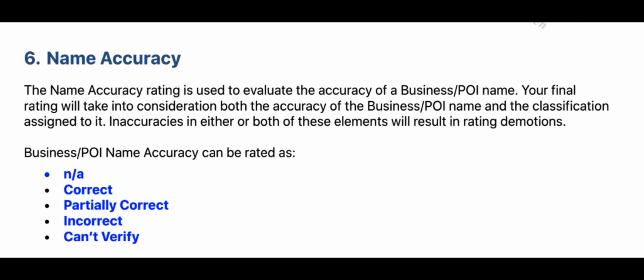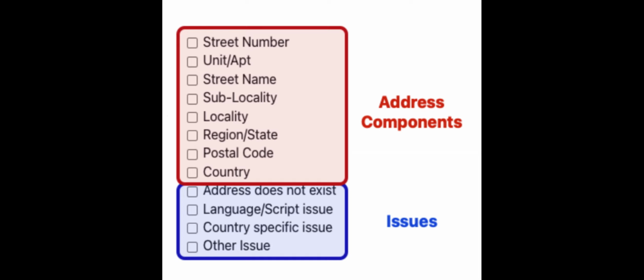Name accuracy. The name accuracy rating is used to evaluate the accuracy of a business name. Address accuracy. This is split into two main parts: components and issues. Finally, pin accuracy. As explained earlier, for each result returned, you will find a pin on the map. Rate the accuracy of each pin's placement using this scale: perfect, approximate, next door, wrong, and can't verify. A pin can be correct when other rating components are wrong.